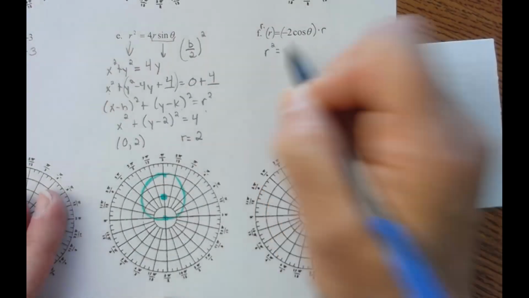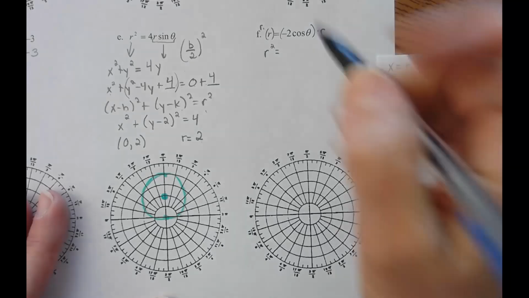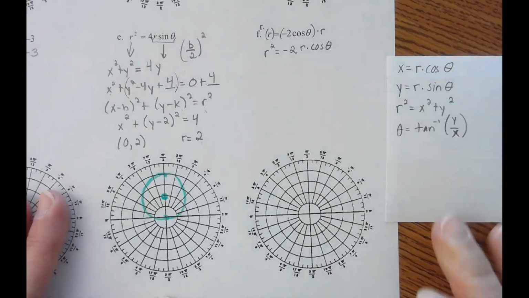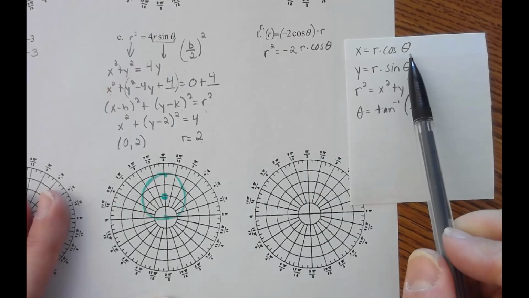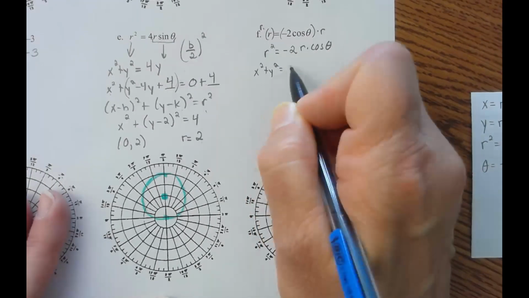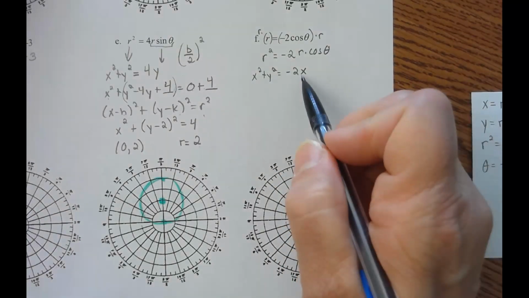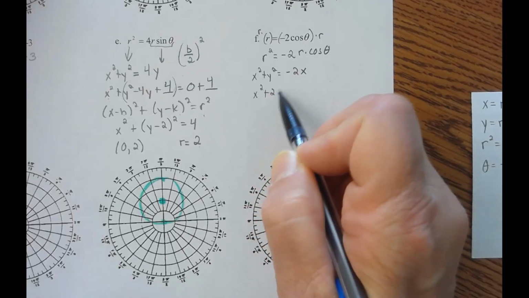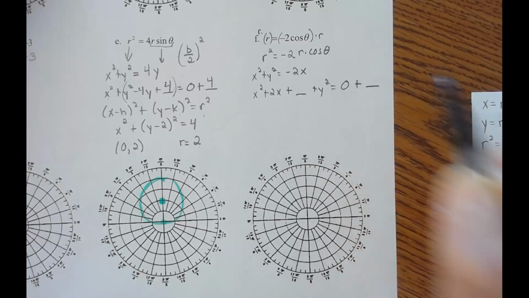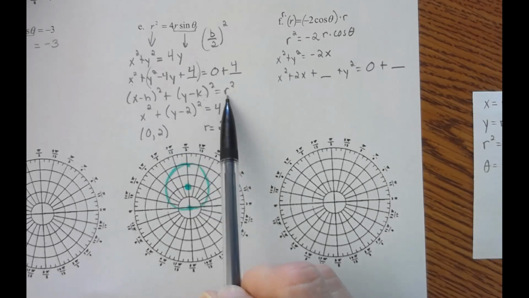r squared, which, using my toolbox, can be replaced with x squared plus y squared. And on the right-hand side, I'll have r times cosine theta, which can be replaced with x. Again, I have a circle. I'm going to add 2x to both sides and get ready to complete the square so that I can have my equation in standard form and find the center and the radius of the circle.